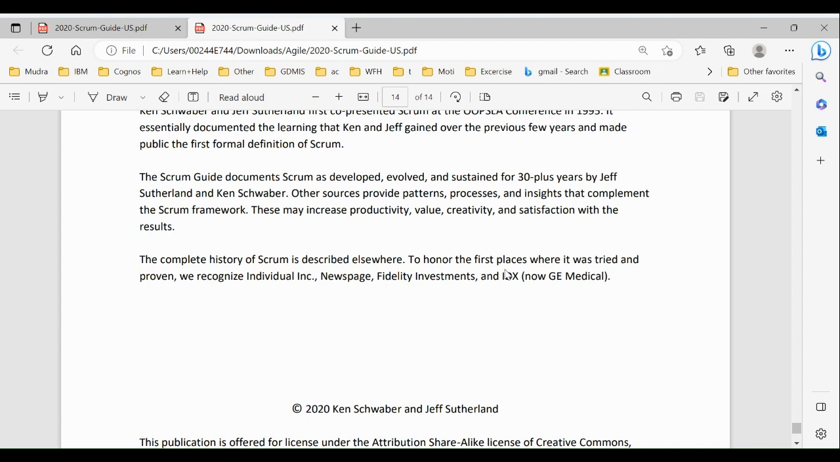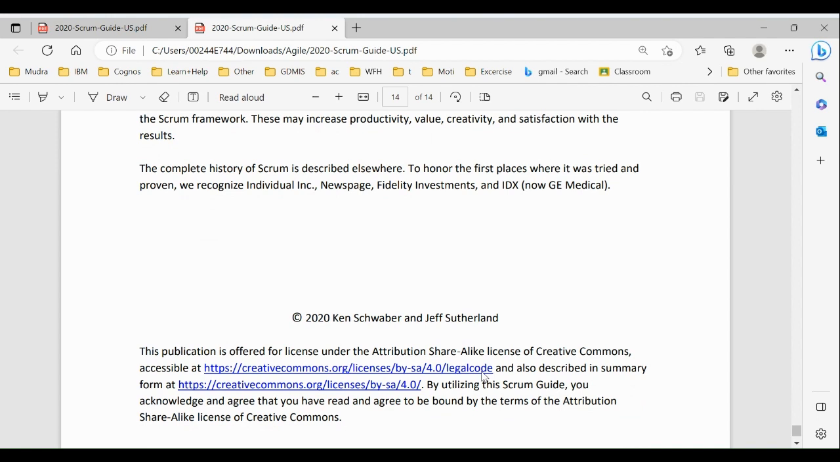Other sources provide patterns, processes, and insights that complement the Scrum framework. These may increase productivity, value, creativity, and satisfaction with results. The complete history of Scrum is described elsewhere, to honor the first places where it was tried, proven, and refined.